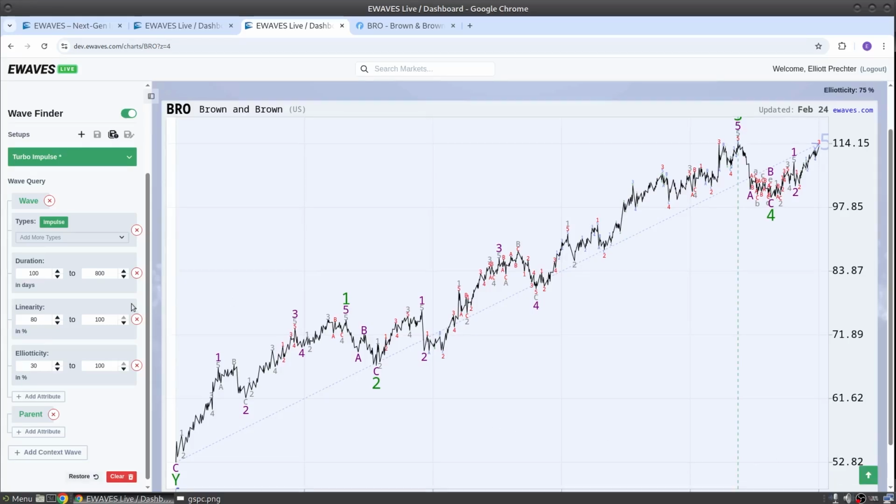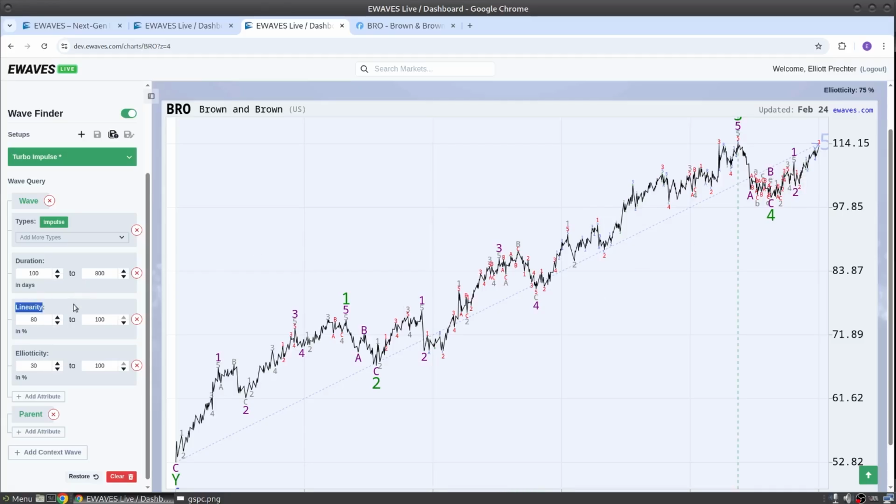The next parameter I was searching for is linearity. I wanted moves that were highly, highly persistent. In fact, we considered using the word persistent instead of linearity, because that's basically what this is measuring: how effectively the market is continuing to persistently move in the direction of that wave. And 80% means it's very, very persistent. There are not many markets that score this high in terms of how persistently they move.